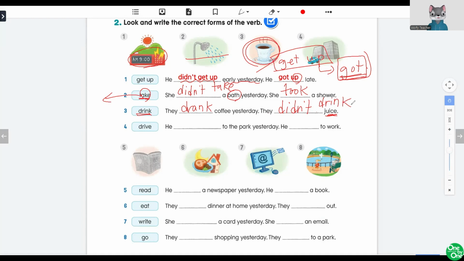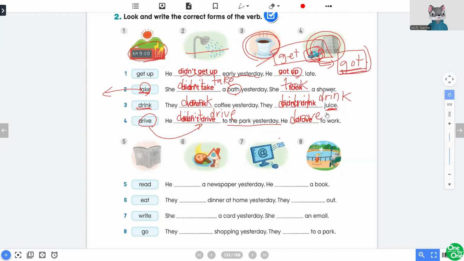Next one. He. Number 4. Look at the picture. 자동차 타고 간 거잖아. 그럼 우리 어떻게 써야 되지? He to the park yesterday. 공원에 갔어 안 갔어? 안 갔잖아. 그럼 뭐라고 얘기해야 되지? He didn't. Fantastic. And then we need the original verb. He didn't drive to the park yesterday. Where did he go? He drove. Exactly. Fantastic. Well done. Now, I'm so proud of you guys.